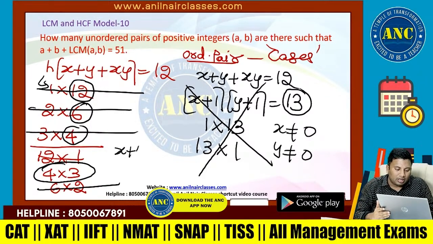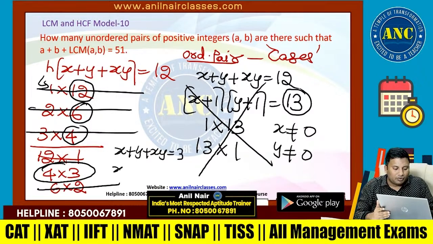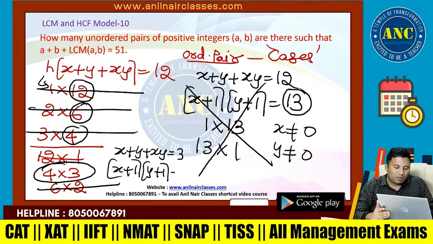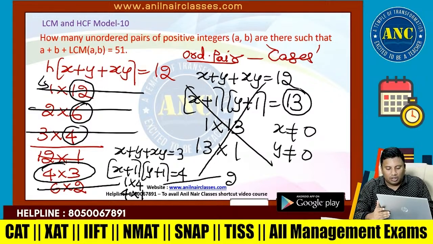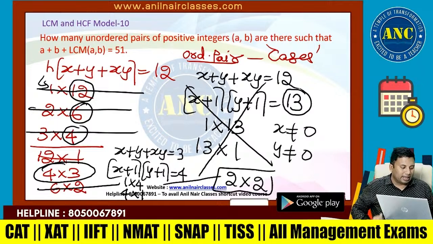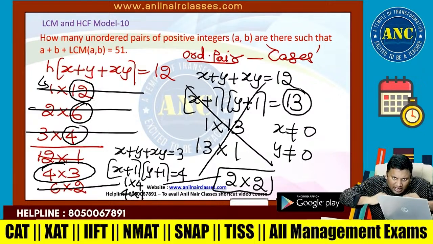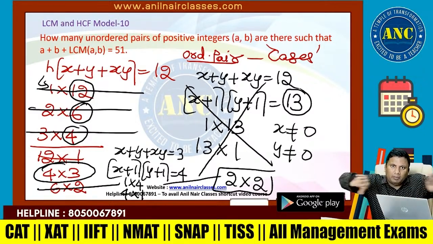What is that one? X plus y plus xy equivalent to 3, which is x plus 1 into y plus 1 equivalent to 4. 1 into 4 not possible. 4 into 1 not possible. Only case is 2 into 2. Slightly lengthier question, but if you understand at every step, you can minimize the steps.